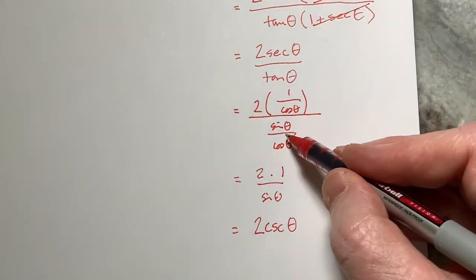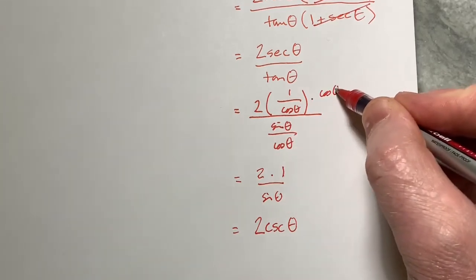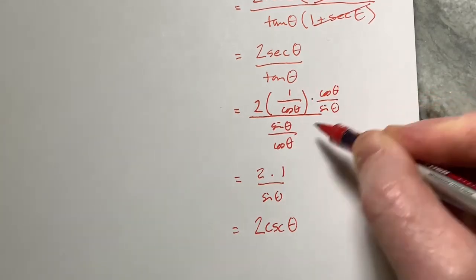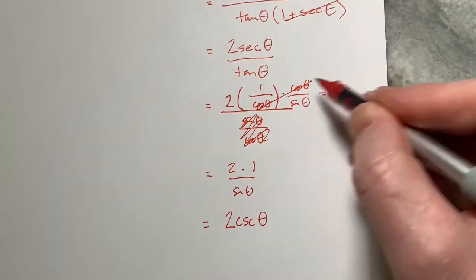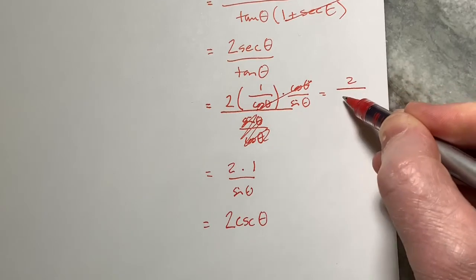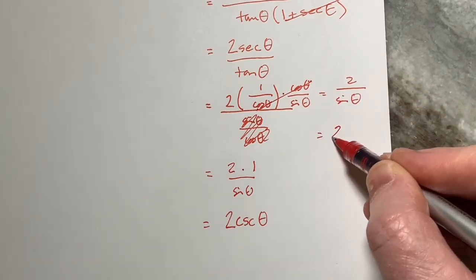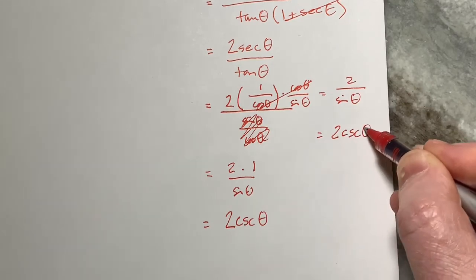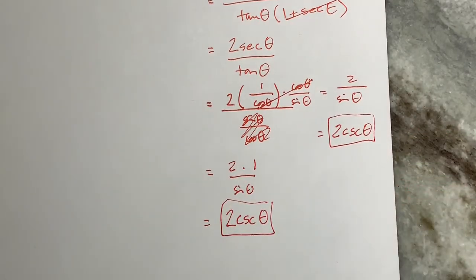So that's one way to go. The other way to do it is, how do you divide by a fraction? You multiply by its reciprocal, right? Which cancels that out and leaves me a 2 times 1 over a sine of theta, and a sine in the denominator is the same thing as a cosecant in the numerator. And either way, you get where you want to be.